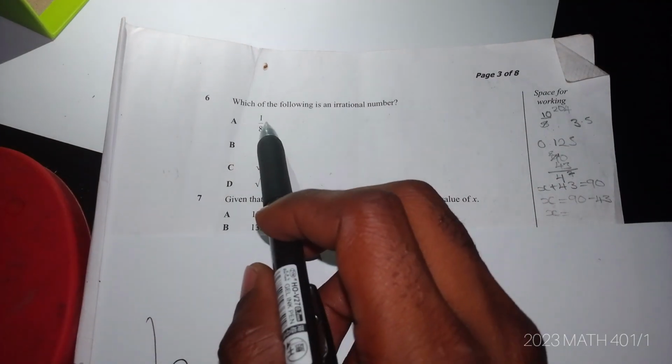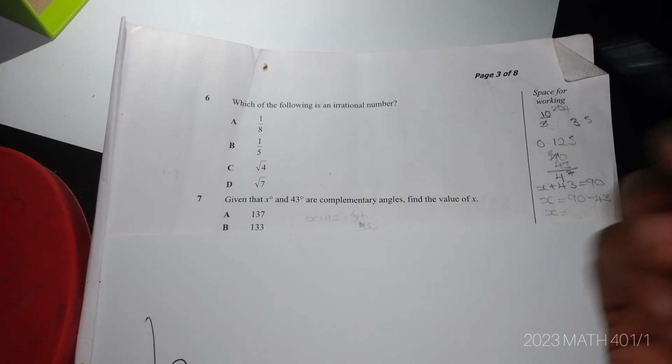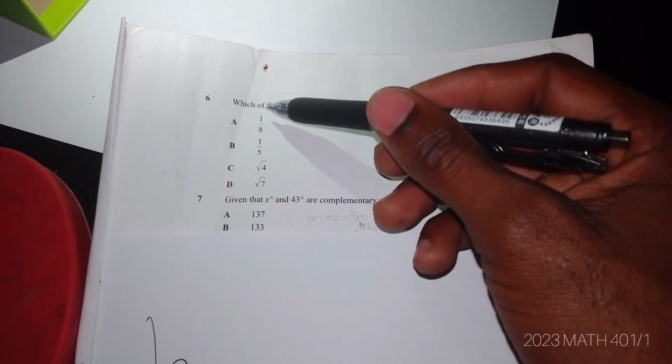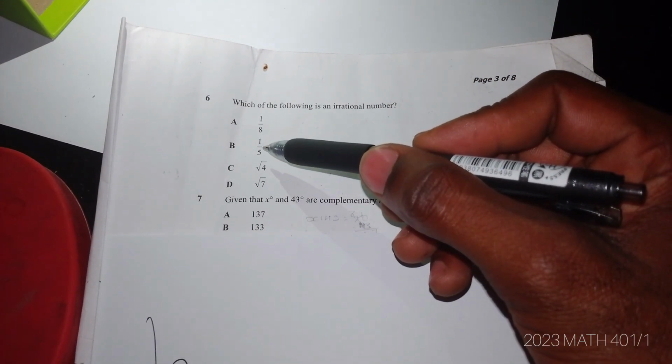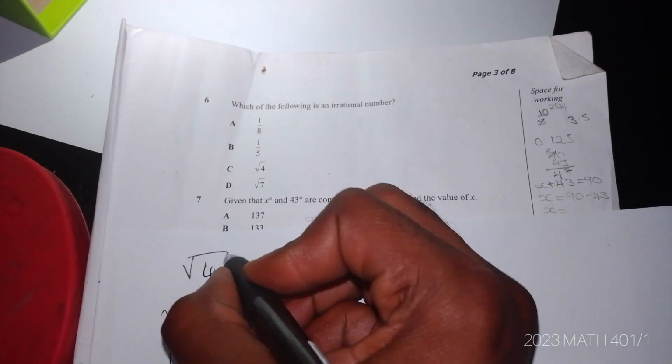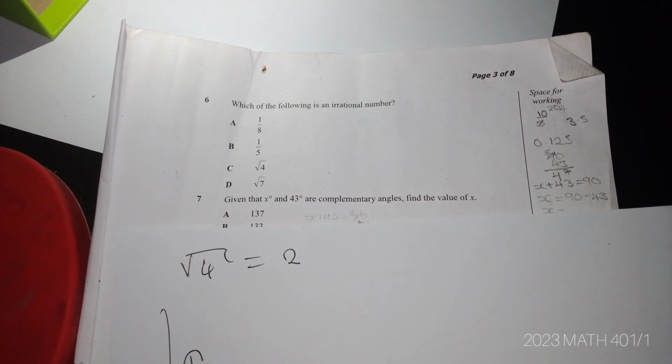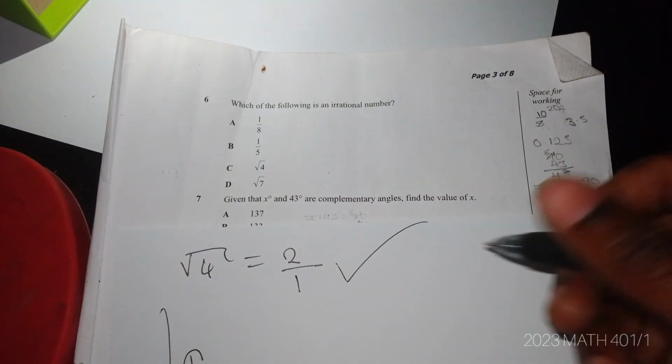It's just some random numbers, one after the other, without any pattern. As you can see here, we have 1 over 8. This one has already been expressed as a fraction, so that means it's a rational number. Then the square root of 4. The square root of 4 is simply 2. I can write it as 2 over 1. So this one is a rational number.